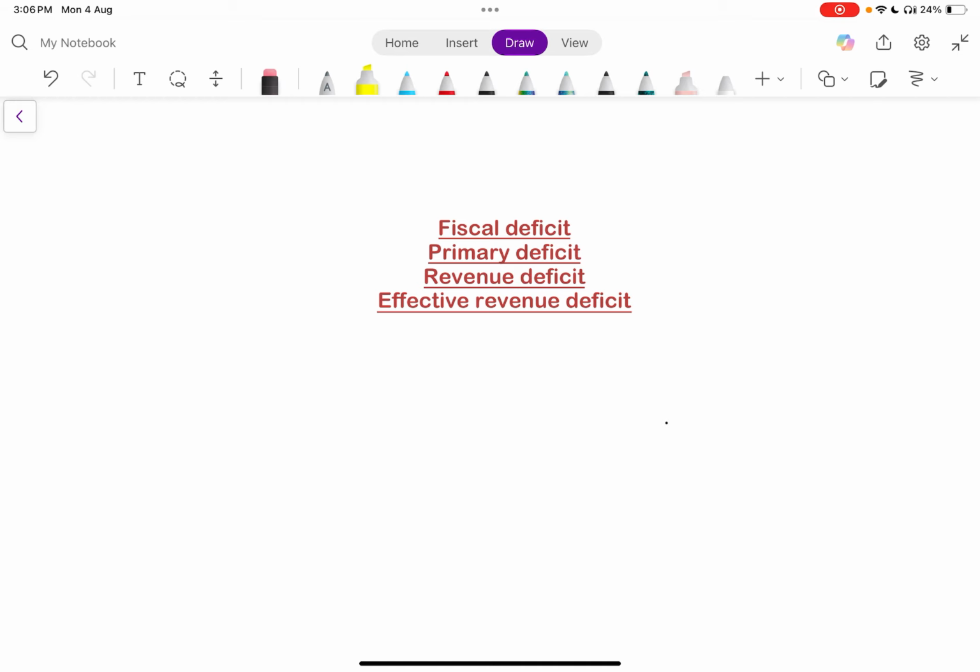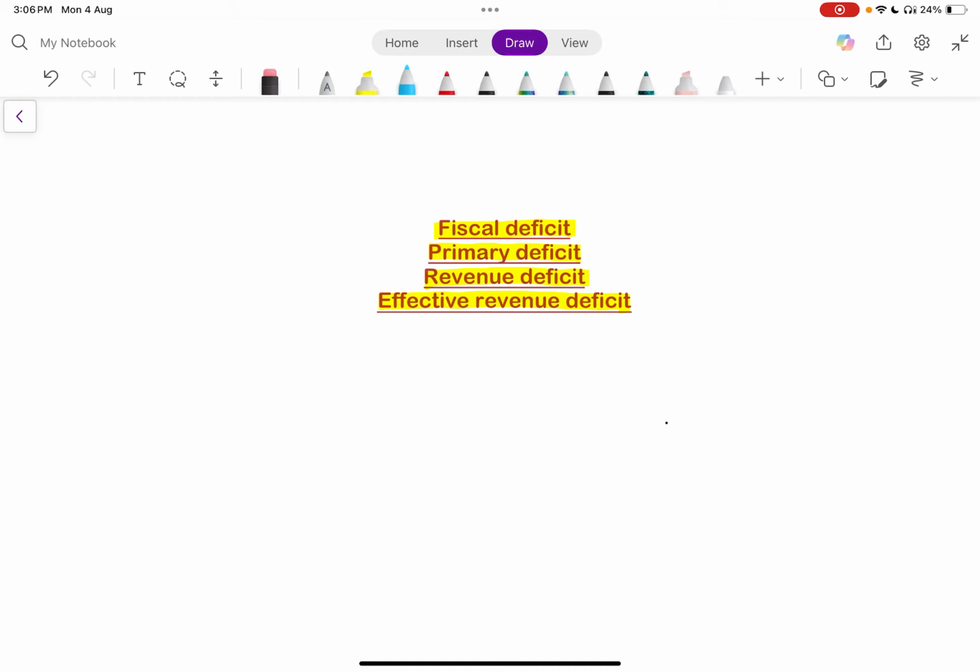Deficit financing is one of the important topics of government budget, and today we'll be focusing on the four most important concepts of deficit financing. That is the fiscal deficit, primary deficit, revenue deficit, and effective revenue deficit.